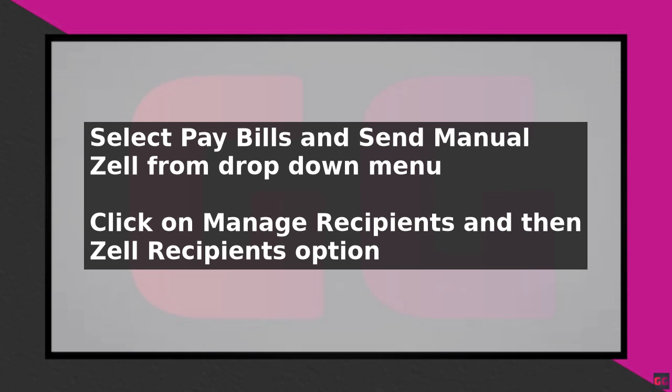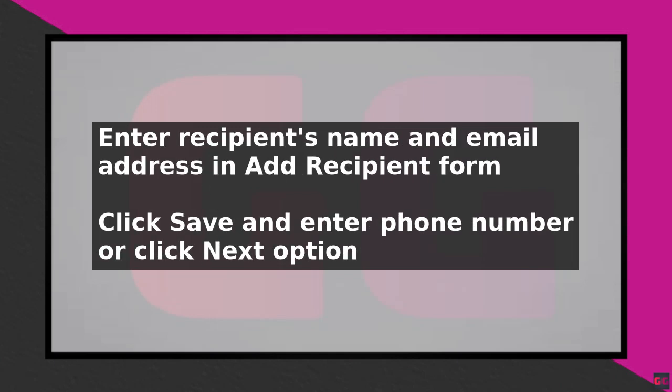On the subsequent screen, click on Manage Recipients and then Zelle Recipients. Next, find the Add Recipient option in the left sidebar and enter the recipient's name, followed by their email address. After clicking Save, you'll be prompted to enter your phone number or click Next.